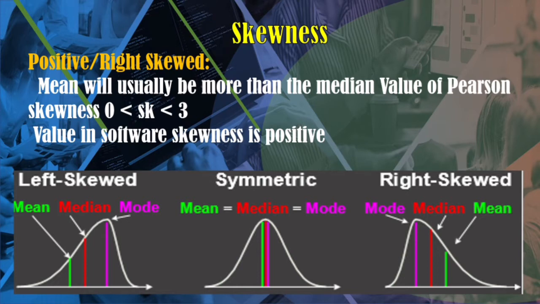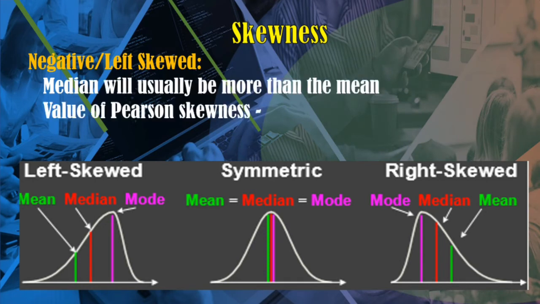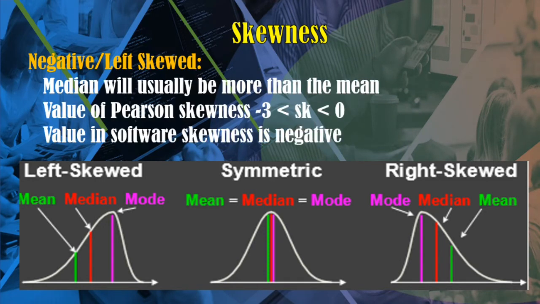And the positive skewed, the tail on the right side of the distribution is longer or fatter, meaning the mean and the median will be greater than the mode, as you can see in the example in the slide. While the negative or left skewed, the median will usually be more than the mean. As you can see on the illustration, the tail on the left side of the distribution is longer and fatter than that of the right side.